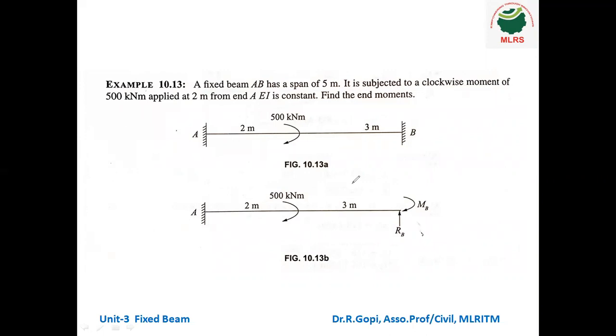Okay. So whatever be the load, you don't bother about the load or moment, whatever may be. The steps and procedures are the same, whatever be the load. So what is the first step? Here remove the support B and apply RB and MB, a clockwise moment. Okay, this is the first step.